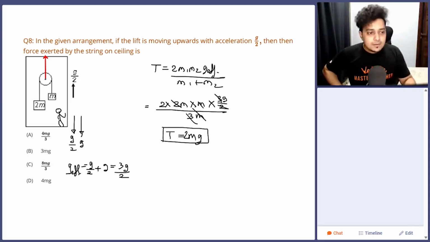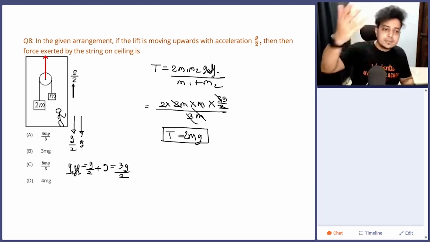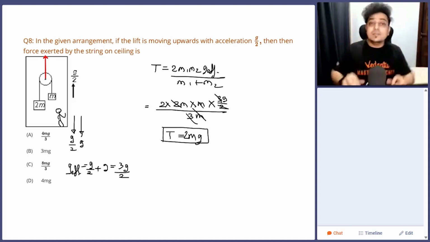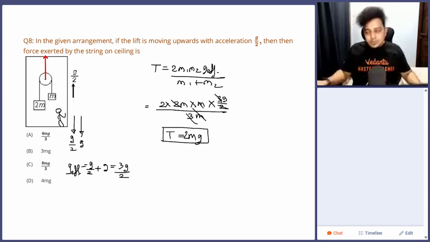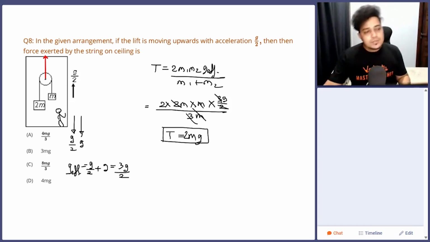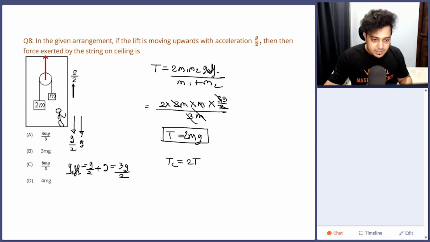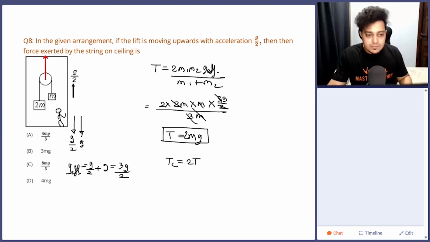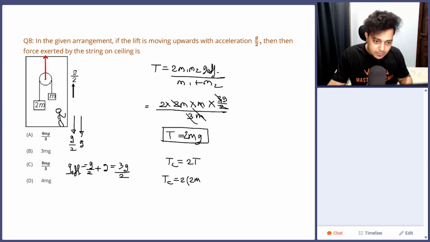Okay. Now we have to calculate the tension in the string which is connected to the ceiling. Now here the entire pulley is going upward, but we always consider an ideal pulley. So for an ideal pulley there will be no mass. So always remember, tension in the connected string, the one which is connected to the pulley, is twice the tension in the passing string, the one which is passing over the pulley. So here tension in the string which is passing over the pulley is 2mg. So the connected one will be 2 into 2mg.